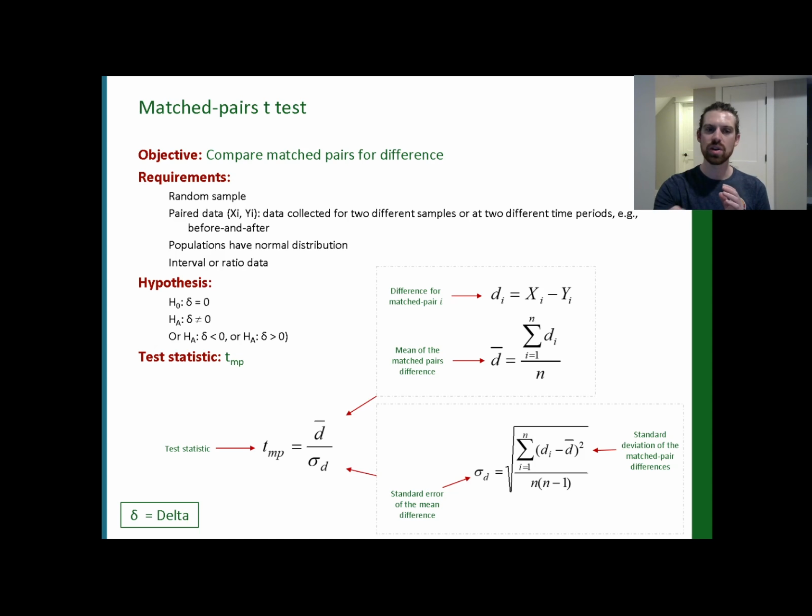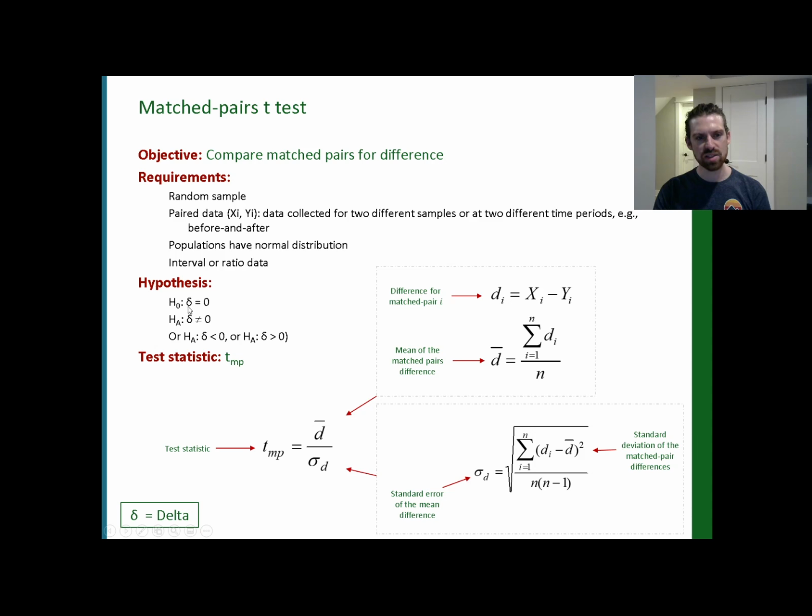So if I go to one property to get the house price in 2019, and I go back to that same property in 2021 to get the house price, then that would form this xi and yi entry here. So we then need to have those paired together within our spreadsheet or R or whatever it is. The populations we assume come from normal distributions, and we use interval and ratio data.